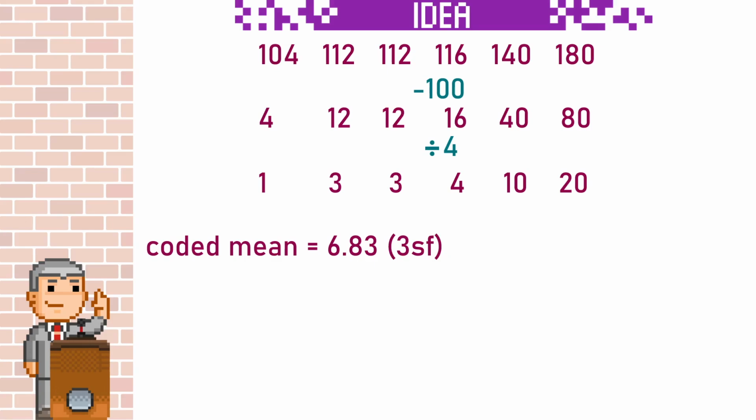So we divided by 4 last, so we're going to times by 4. We took away 100, so we're going to add 100. So for our original data, the mean is 127 to 3 significant figures.